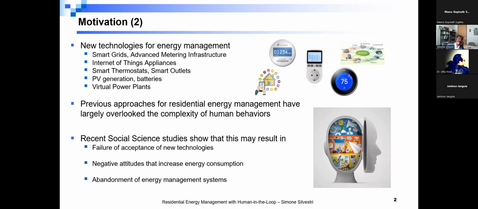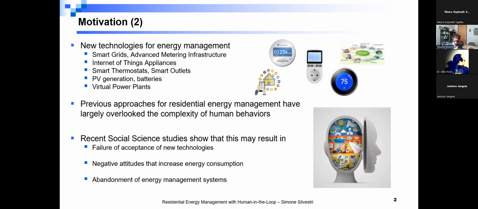So there has been a lot of research done using these new technologies. However, most of this research has not considered the complexity of human behavior that affects the energy consumption in the residential sector. They've mostly targeted engineering metrics, but they have not considered the complexity of human behavior. And there are recent social science studies that show that there is a significant failure in acceptance of these new technologies, and the behavior could be negative towards this new technology and even cause an increase in energy consumption and even an abandonment of these systems overall.